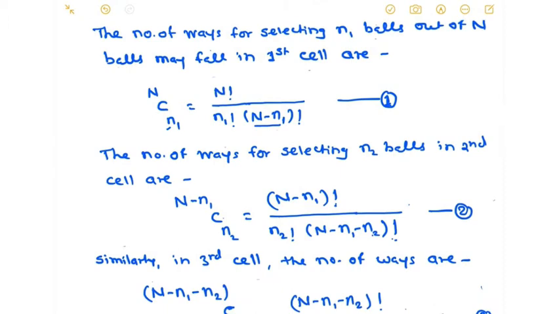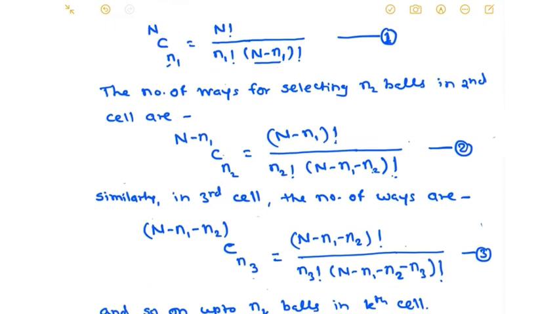Similarly for the third cell, if we select n3 balls out of the remaining balls, (N − n1 − n2) factorial, when they fall in the third cell, then we write the combination rule: N − n1 − n2 are the remaining balls. Out of those remaining balls we select n3 balls, therefore by the combination rule we write (N − n1 − n2) factorial divided by n3 factorial into, if we select n3 out of the remaining balls, the remaining term (N − n1 − n2 − n3) factorial.